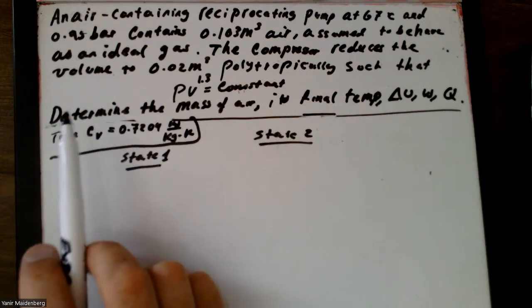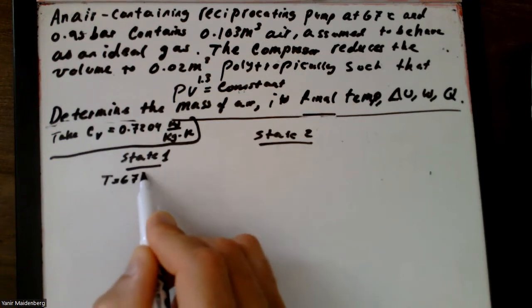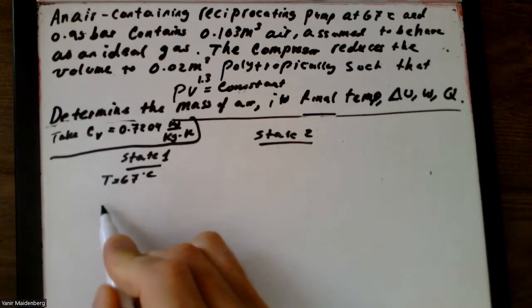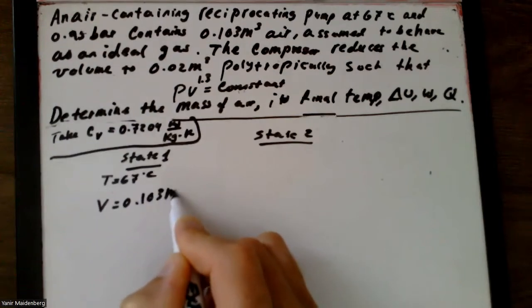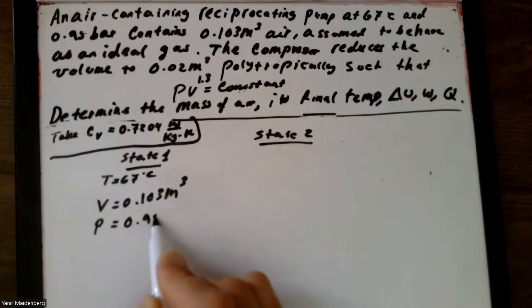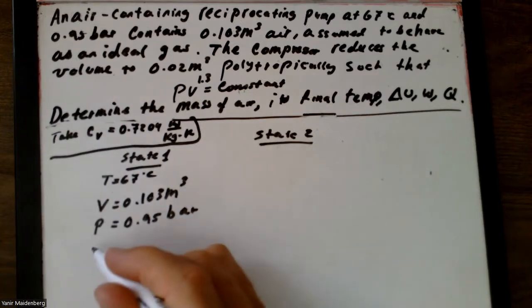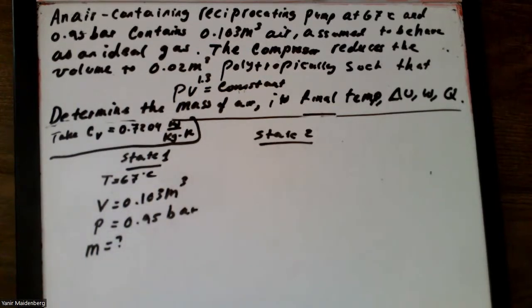And we are given that T is equal to 67 degrees Celsius. And then we are given that the total volume at state 1 is 0.103 meters cubed. And we know that the pressure is 0.95 bar. And we don't have the mass. That's the other thing we could possibly get, mass or moles. We don't have that, and we're being asked for the mass in that case.